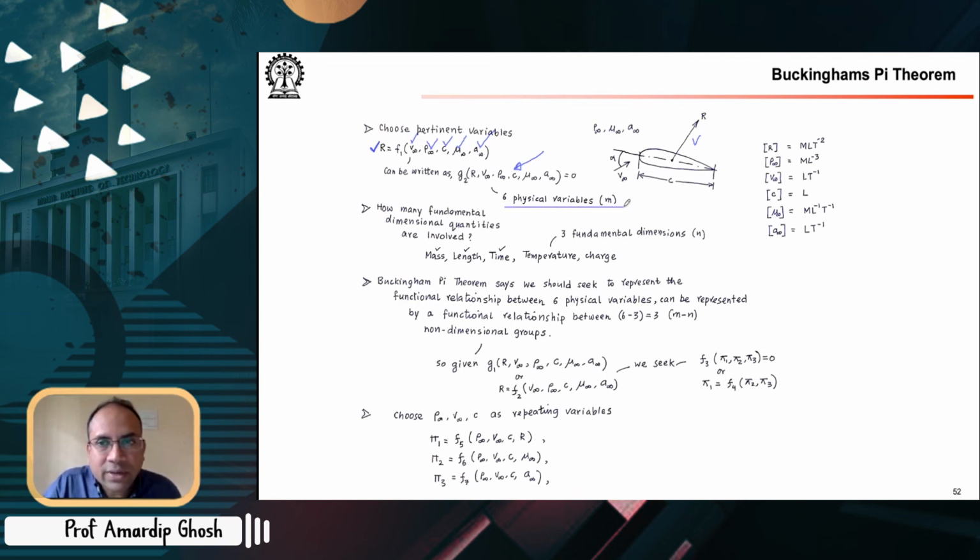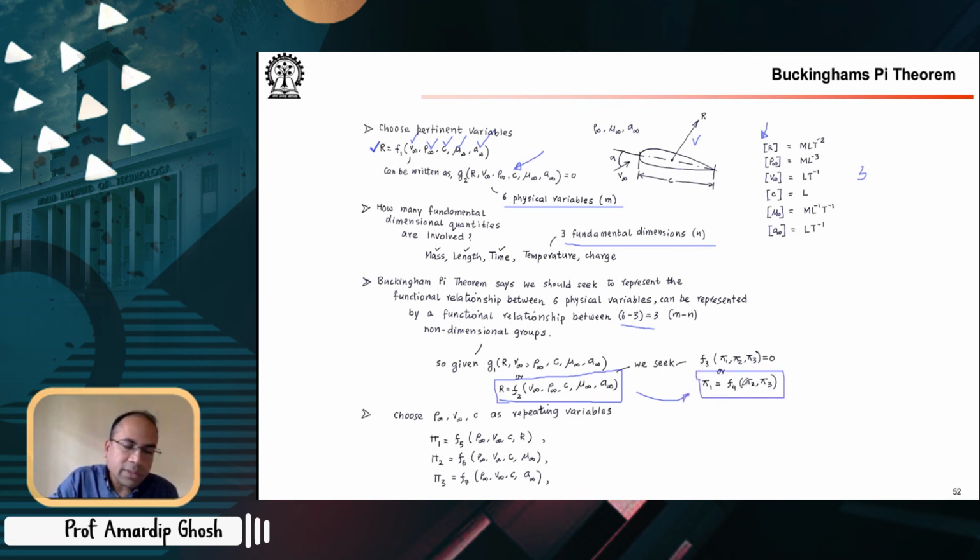So here we have 6 physical variables. You run the dimensions for each of these variables, and you see that there are 3 fundamental dimensional quantities, M, L, and T. So the Buckingham Pi theorem says that we should seek to represent the functional relationship between 6 physical variables with 3 fundamental dimensions in 6 minus 3, or 3, pi groups. So this problem can be cast into a relationship between 3 pi groups.